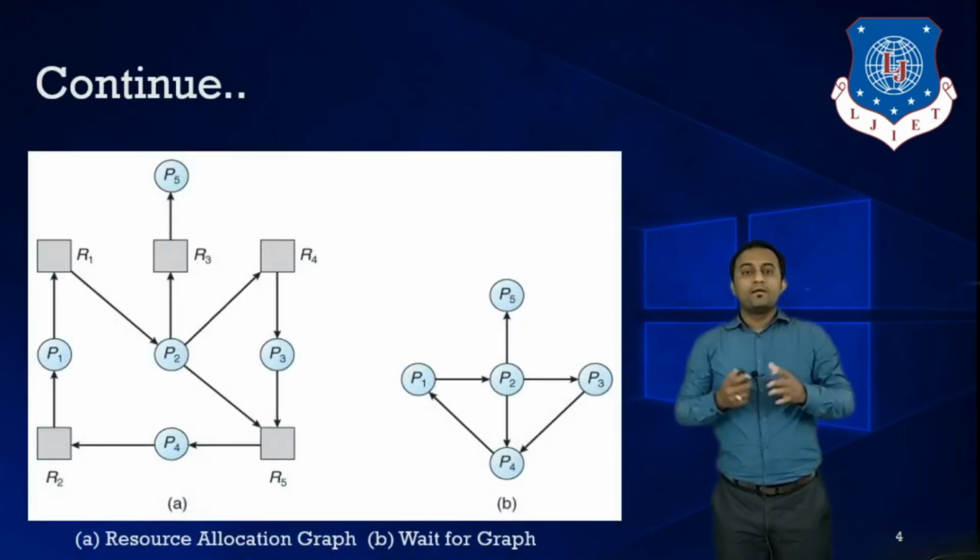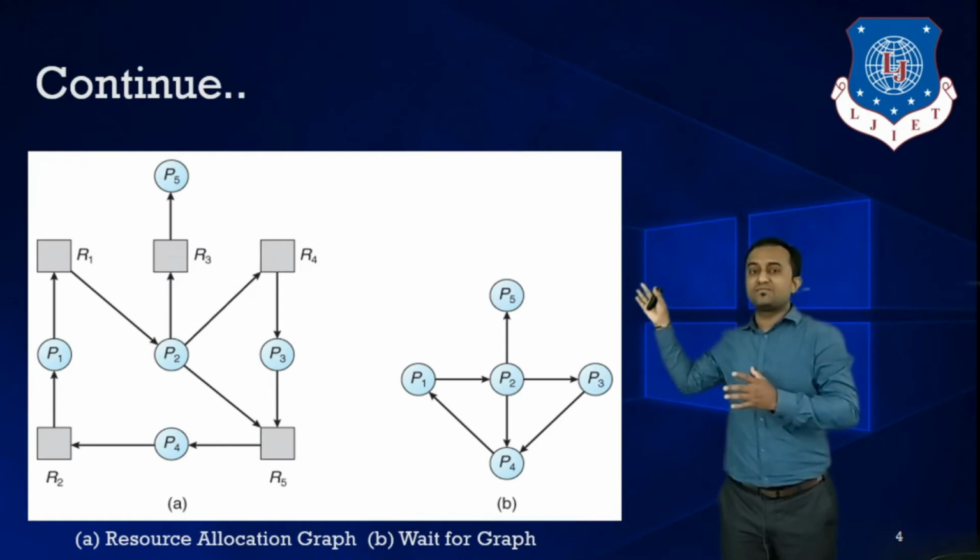In this particular figure, figure A is the resource allocation graph, and figure B is the wait for graph. Let us first discuss what a resource allocation graph is and what the different components in it are, and then we will discuss how we can convert this resource allocation graph into the corresponding wait for graph. Then we can come to know whether the deadlock is present in the system or not. So let us discuss the resource allocation graph in detail.